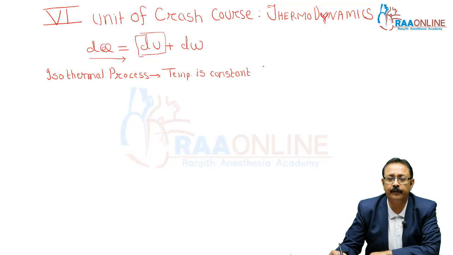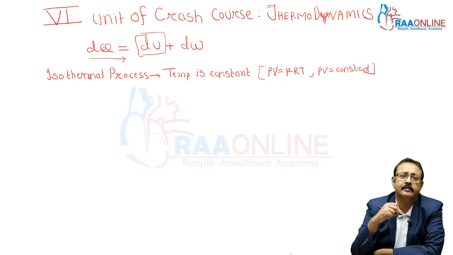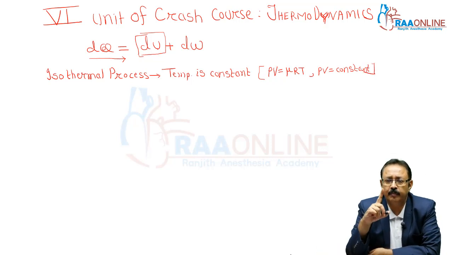We know from the gas equation PV equals mu RT. If temperature is constant, R is the universal gas constant and mu, the number of moles, is constant, it means in this case PV should be constant. It is known as Boyle's law. Means at this time your system will follow Boyle's law.